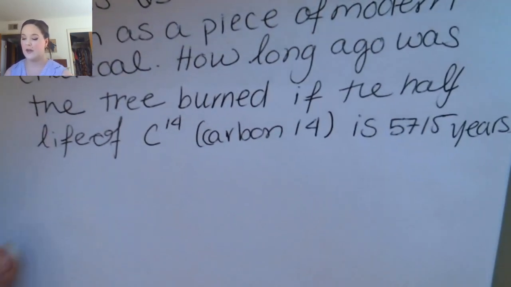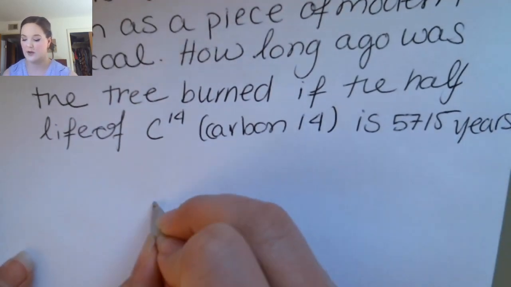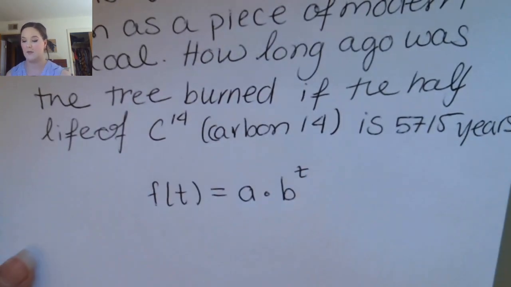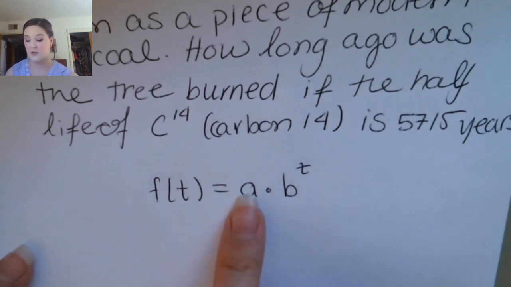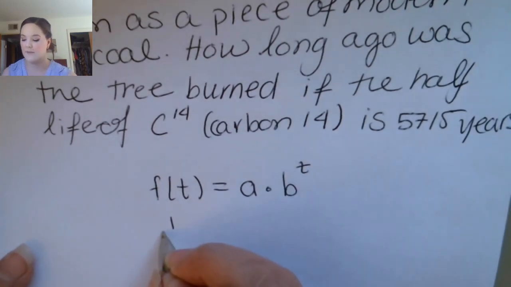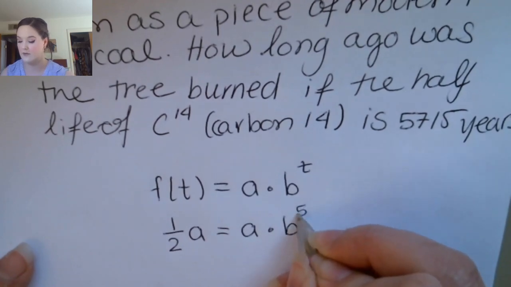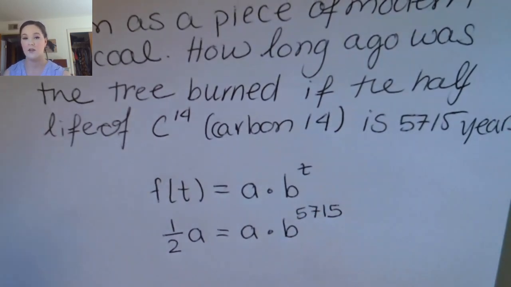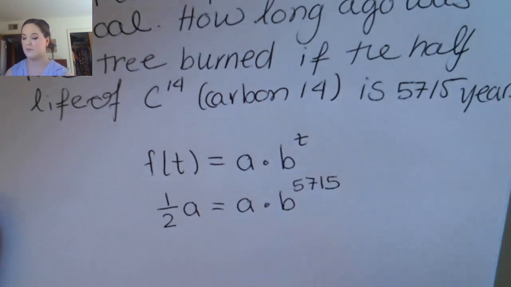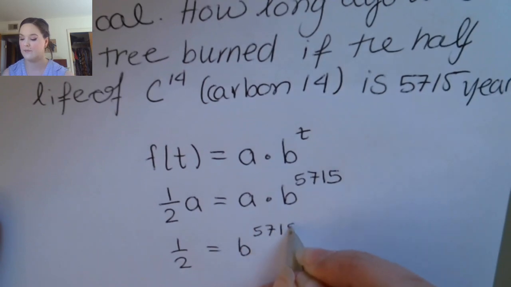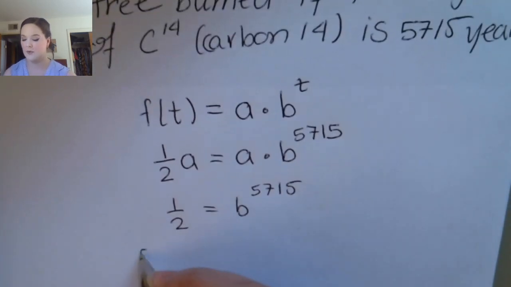So again, we're going to need to write our own equation. We're going to start with the base form, a times b to the t. Now we don't know the initial amount again, so we're just going to leave it as a. We do know that half of it is gone after 5,715 years. So again, we're finding b. We don't know a, we think it probably doesn't matter, but we're going to use this information to find b. So I'm going to divide a from both sides, and then again, I'm going to take the root.